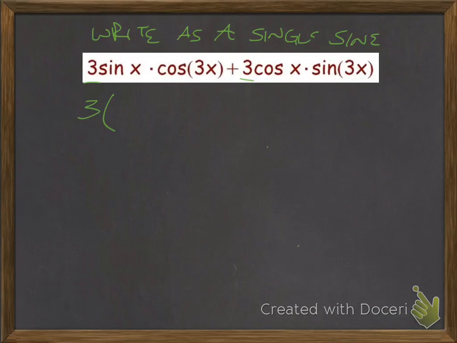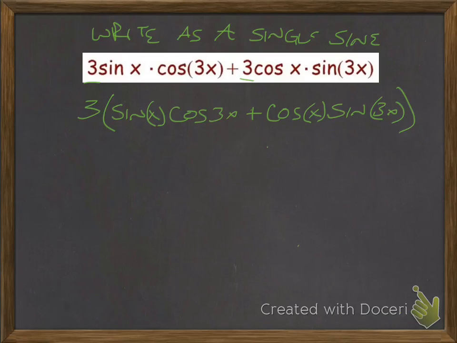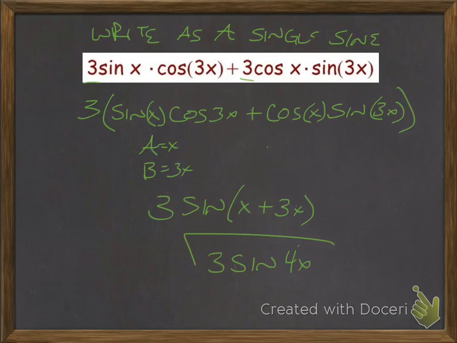So when I factor it out, I have 3 times sine of x cosine of 3x plus cosine of x times sine of 3x. My a is x, my b is 3x. I still have the 3 out in front, so it's 3. This is the sine, so 3 times sine of x plus 3x. This is going to be 3 times sine of 4x.